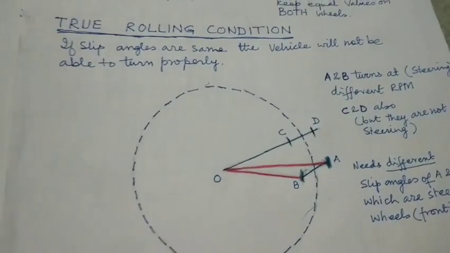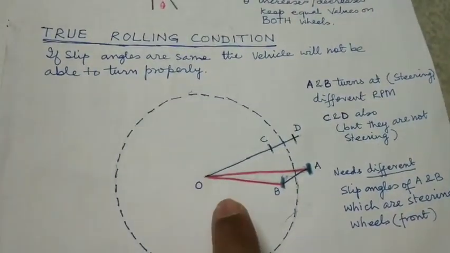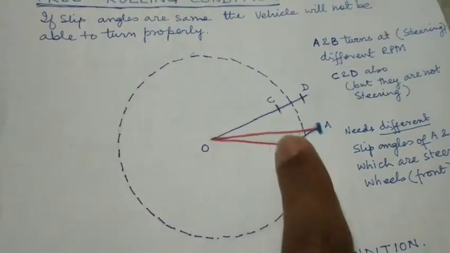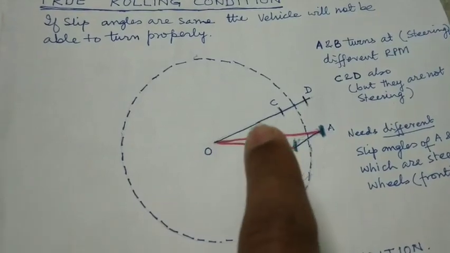Let us look at it this way. This is the rolling condition. So if we have a vehicle, here I am showing the right hand side movement of the vehicle.